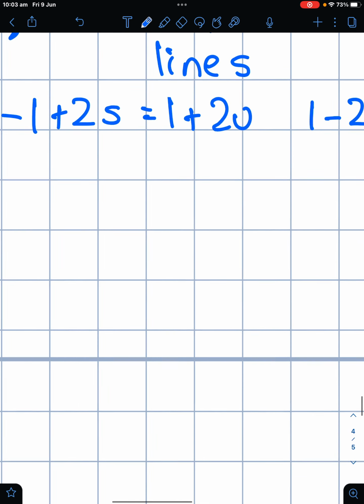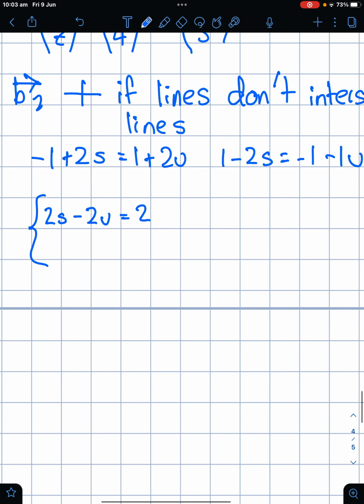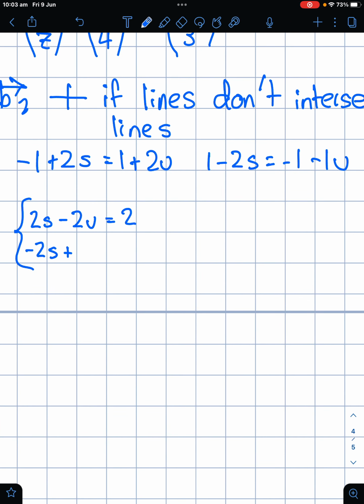So let's just go in, if I'm zoomed in, it's a little bit neater. So if I get 2s minus 2u equals, if I add 1 to both sides, I get 2. And then this other one is going to be -2s plus u. And then if I take 1 from both sides, I get equals -2. So if I put these together, I would get here that u equals 0.